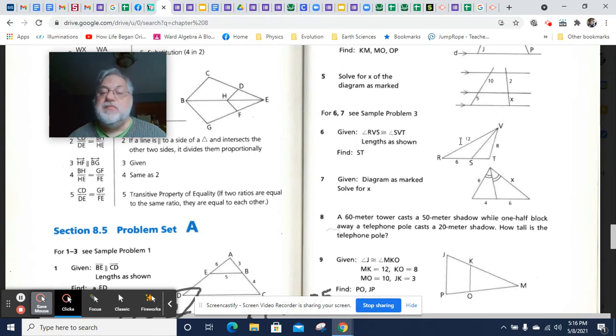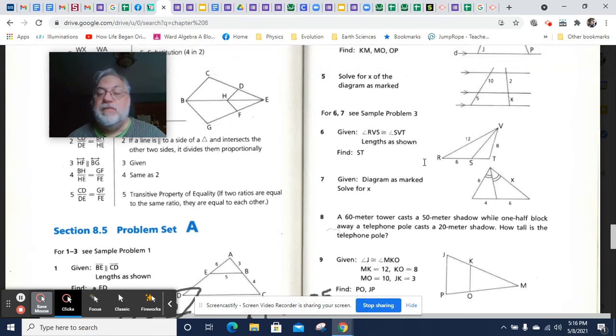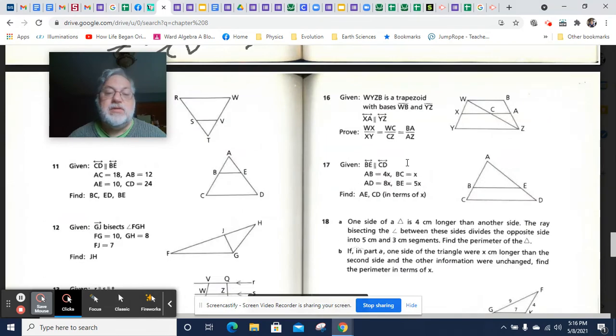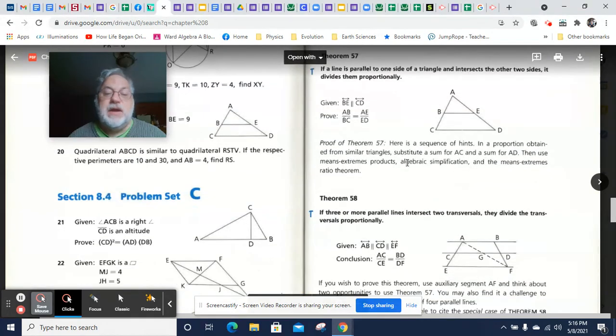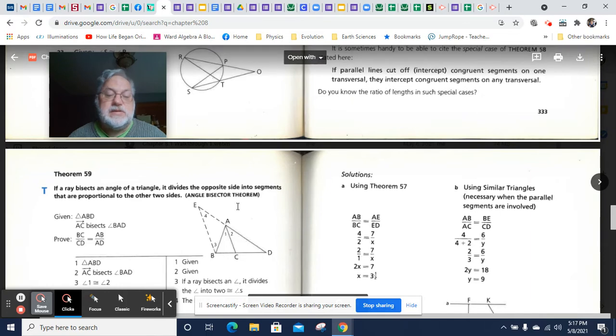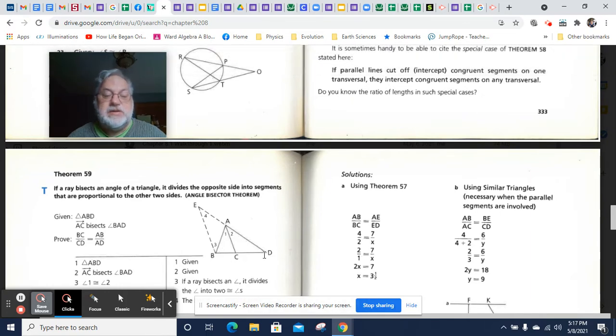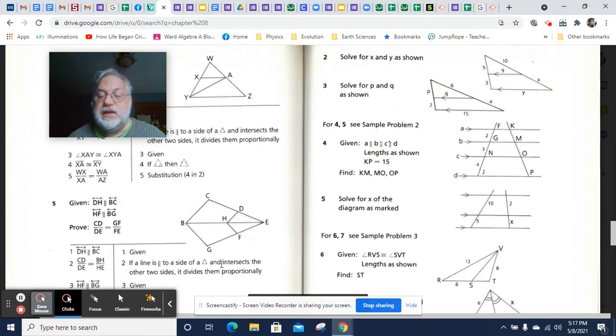So let's see 6. So 6, we've been given that RVS is the same as SVT. Those angles are the same, which means SV is an angle bisector. And by Theorem 59, the angle bisector theorem, oh, that's really fascinating. That's still there. Okay. Go back up here to the angle bisector theorem. There it is. BC is to CD as AB is to AD. Basically, it divides the base into segments that have the same proportional relationship as the sides of the triangle. So let's go down there and see.